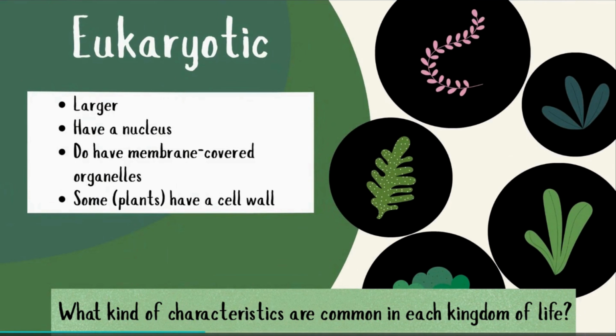Eukaryotic cells are those more complex organisms. They are larger, like the cell itself is larger than the prokaryotic cells. They do have a nucleus, which makes them more complex. They have membrane-bound organelles, and only some organisms have a cell wall here, such as plant cells. A cell wall makes the structure of the cell more rigid, versus something that does not have a cell wall, which is going to be more flexible.